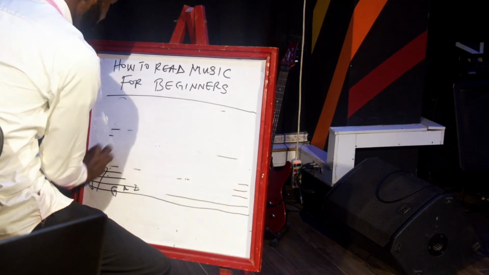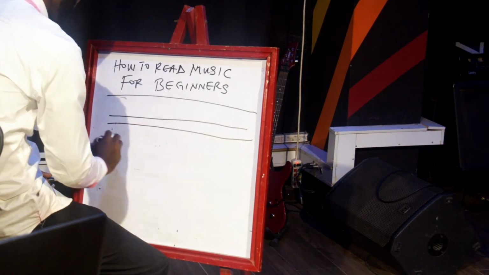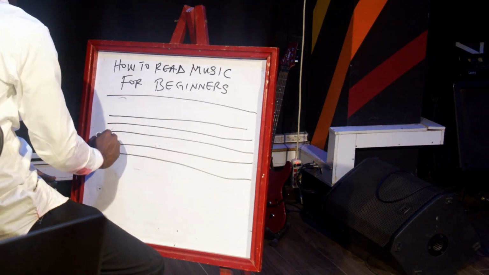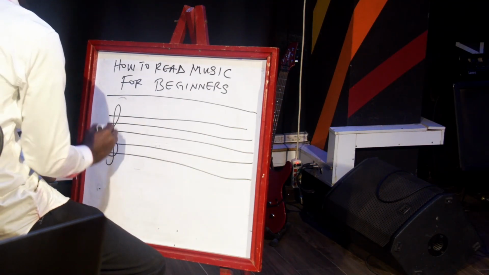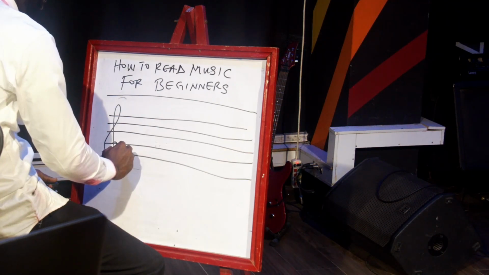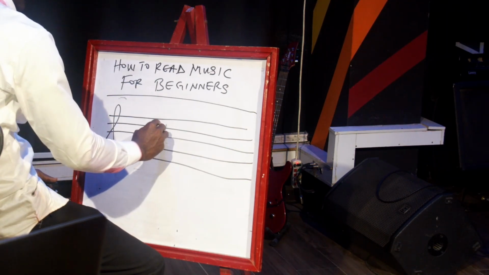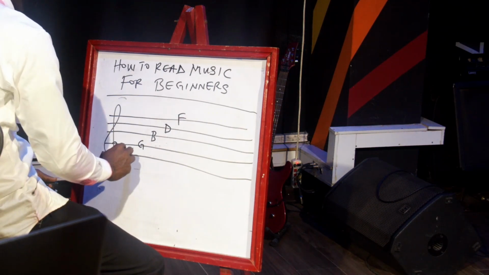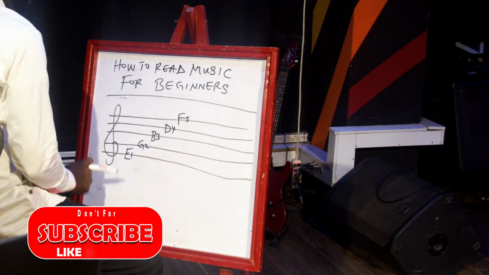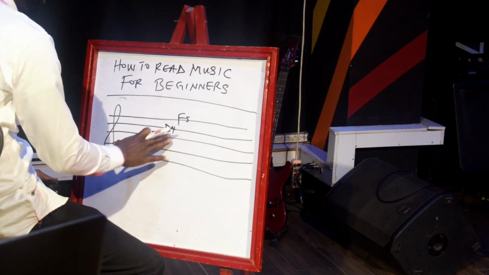Let's take the treble clef. This is the treble clef. We have 5 lines and 4 spaces. Don't forget, 5 lines and 4 spaces. On the treble clef, on the lines, we have letter E, G, B, D, and F. So this is line 1, line 2, line 3, line 4, and line 5. We are just trying to recognize the letter names of the lines only.